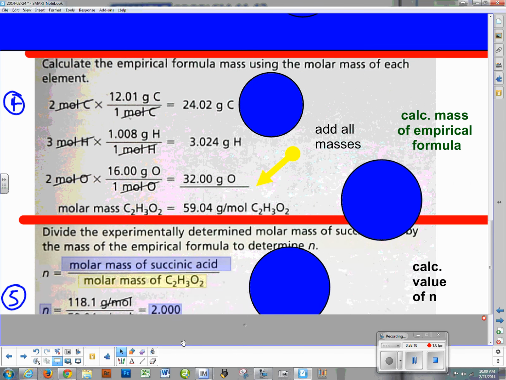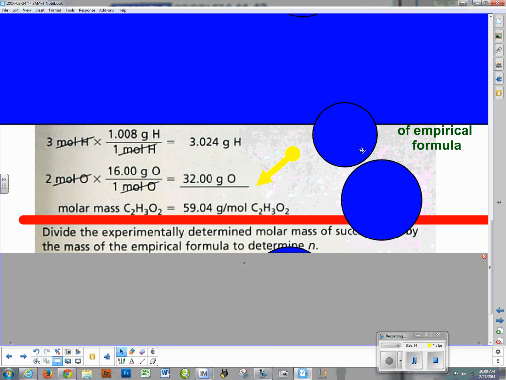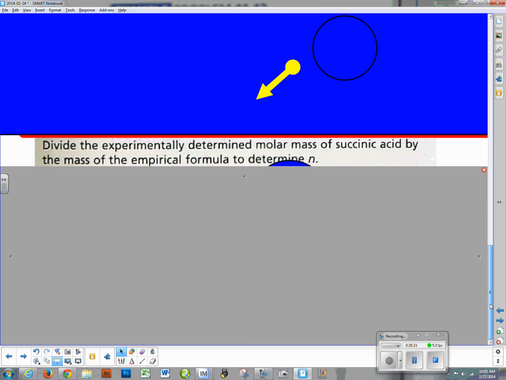So let's go on down here. Now, divide. Here we go. Let's put this back together. And now we're going to divide the experimentally determined molar mass, which we just added up, right? So we're dividing the experimentally determined molar mass of succinic acid by the mass of the empirical formula. What are we trying to find here? Why are we doing this, Alex?